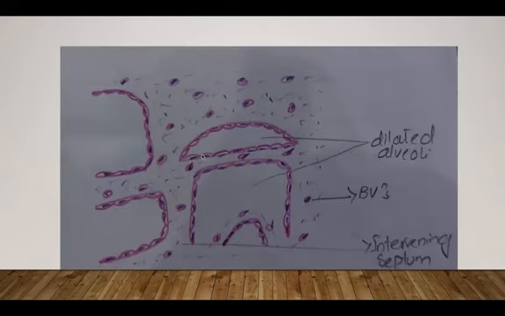And this is the diagram of emphysema, and this is a diagram you have to draw in your practical notebook. This is showing the dilated alveoli. This is the blood vessel and intervening septum.